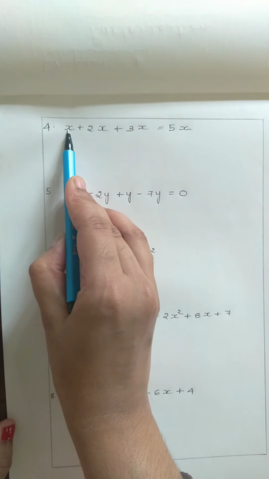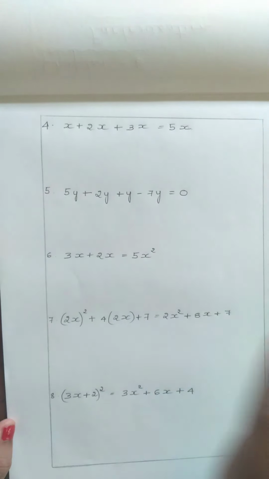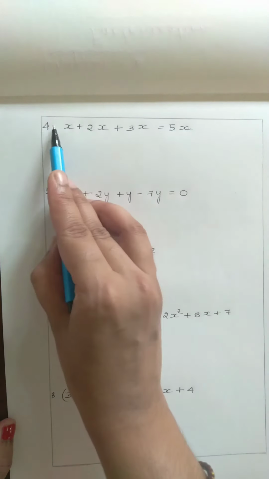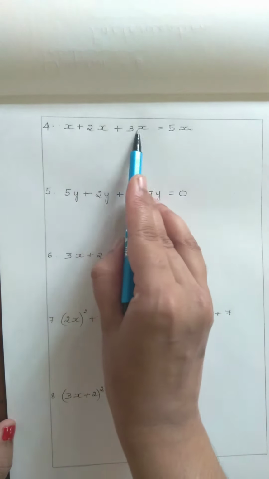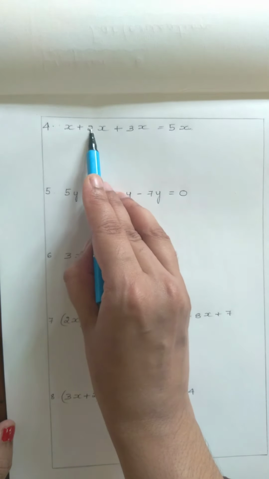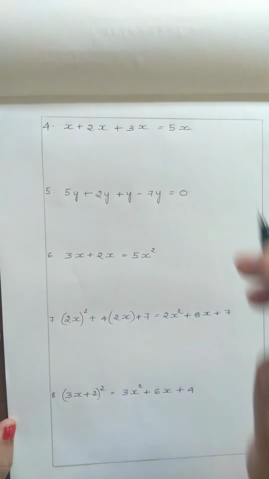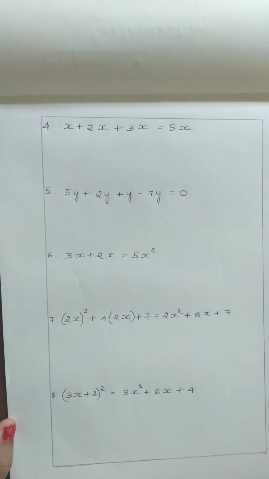So in this x, the coefficient is 1. When you do not have any number, it is considered as 1. So 1, 2, 3. So 3 plus 2, it is 5. So 5 plus 1, it is 6x. It is not equal to 5x. Therefore, this also has an error in the mathematical statement.